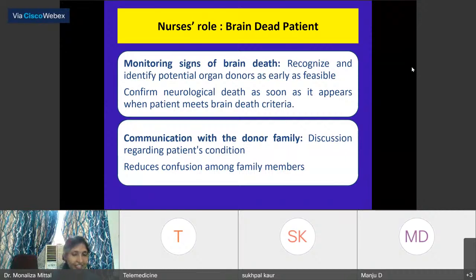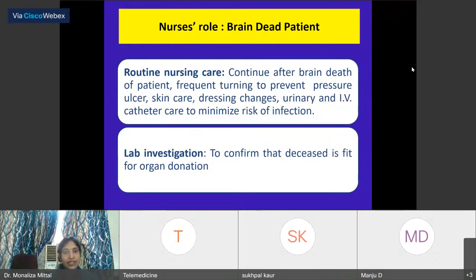Now, moving on to the role of the nurse while caring for the brain dead patient. The role is multifold. We have to monitor for signs of death. We have to see if the patient is moving towards brain death. We have to act as communicators. We have to communicate with the family, clearing any confusions or queries. And besides that, we have to maintain routine care of these patients.